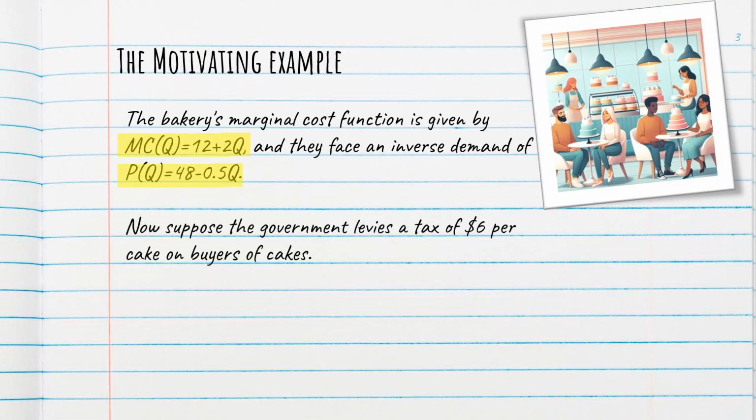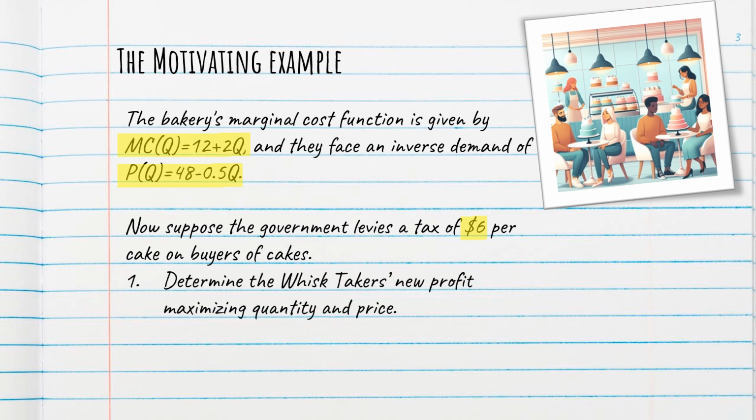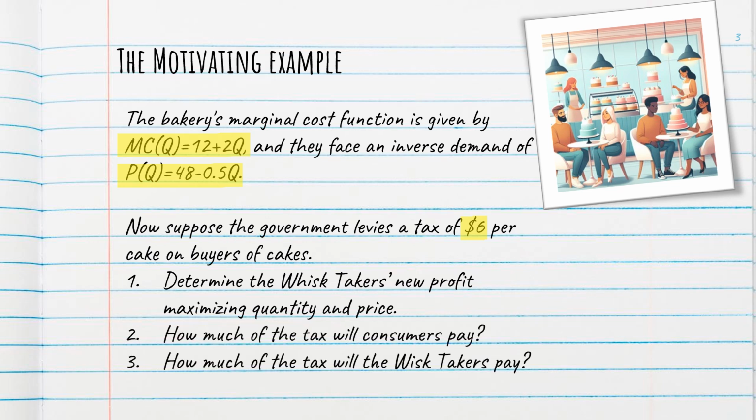Now let's suppose that the government levies a tax of $6 per cake on buyers of cake. We're going to do three things. We're going to determine Whisk Taker's new profit maximizing quantity and price. We're going to figure out how much of the tax consumers pay and how much of the tax Whisk Takers, the producer, will pay.